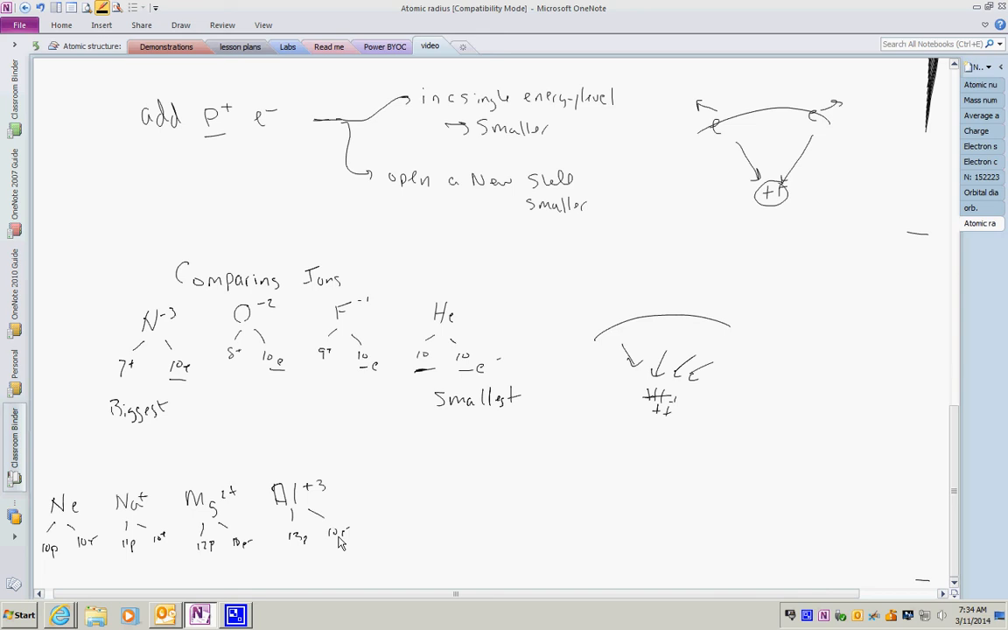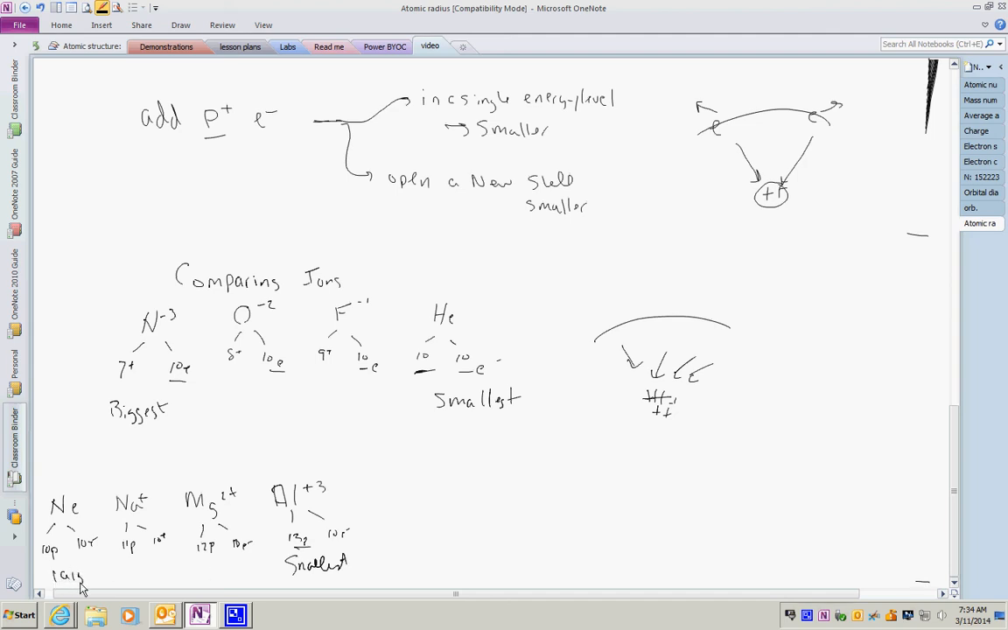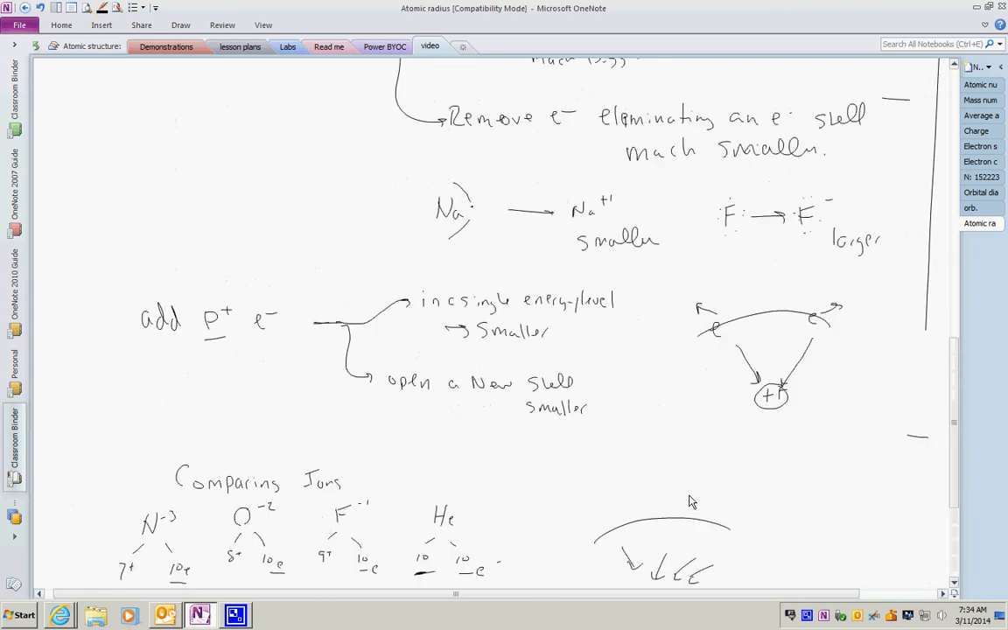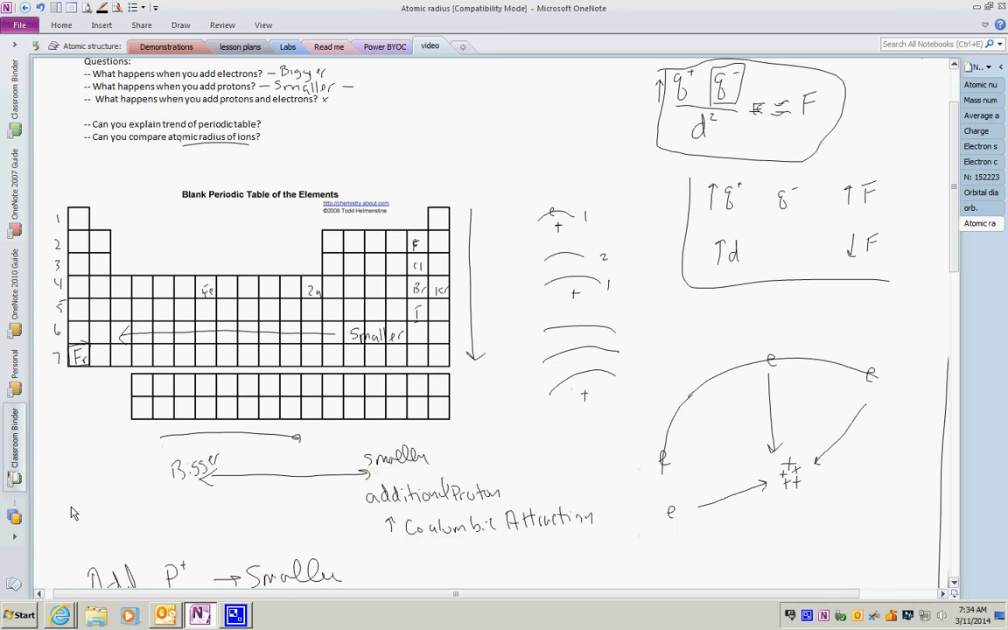They all have the same number of electrons. Therefore, again, all we're working off here is the number of protons. Coulomb's law. It will get smaller with the number of protons. So this is the largest and this is the smallest, decreasing in that direction. So in this case, you should be able to describe the periodic trend. You should be able to understand what happens when you add or subtract protons and electrons, together or separately.